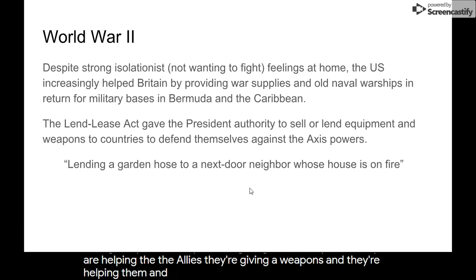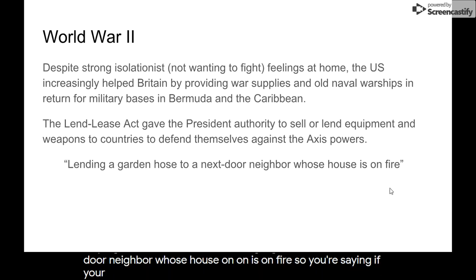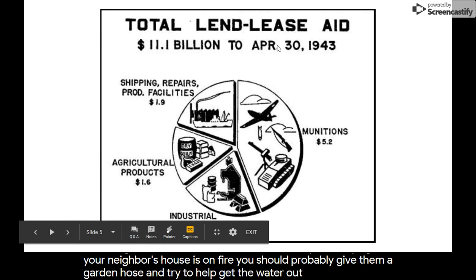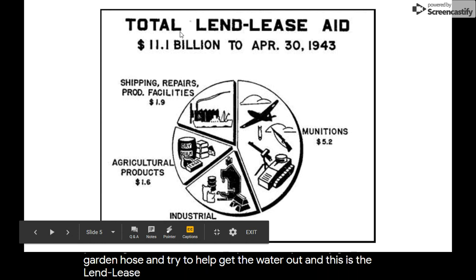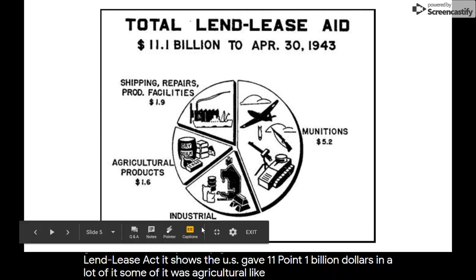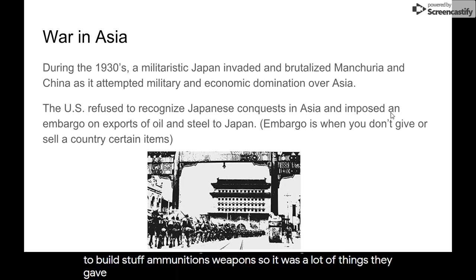And he called it lending a garden hose to a next door neighbor whose house is on fire. So he's saying if your neighbor's house is on fire, you should probably give them a garden hose and try to help get the water out. And this is the Lend-Lease Act. It shows the U.S. gave $11.1 billion. Some of it was agricultural, like farming, industrial items to build stuff, ammunitions, weapons. So it was a lot of things they gave.